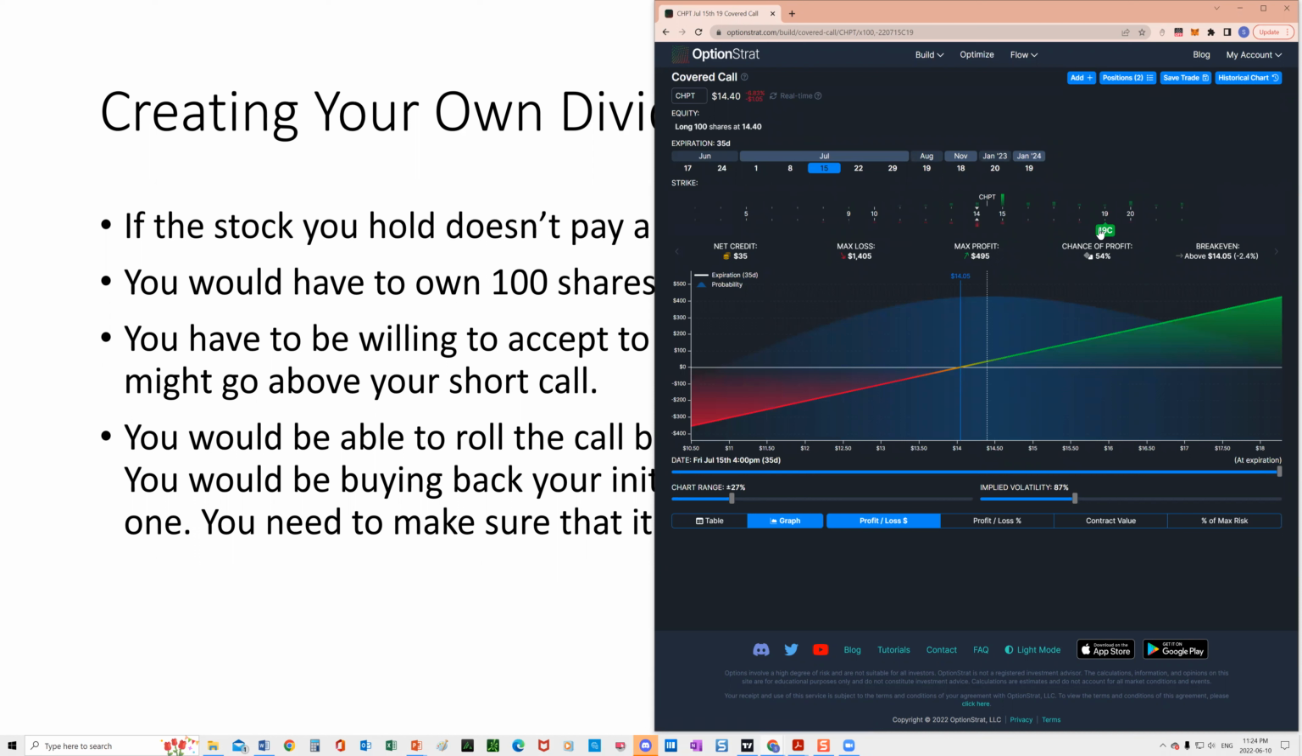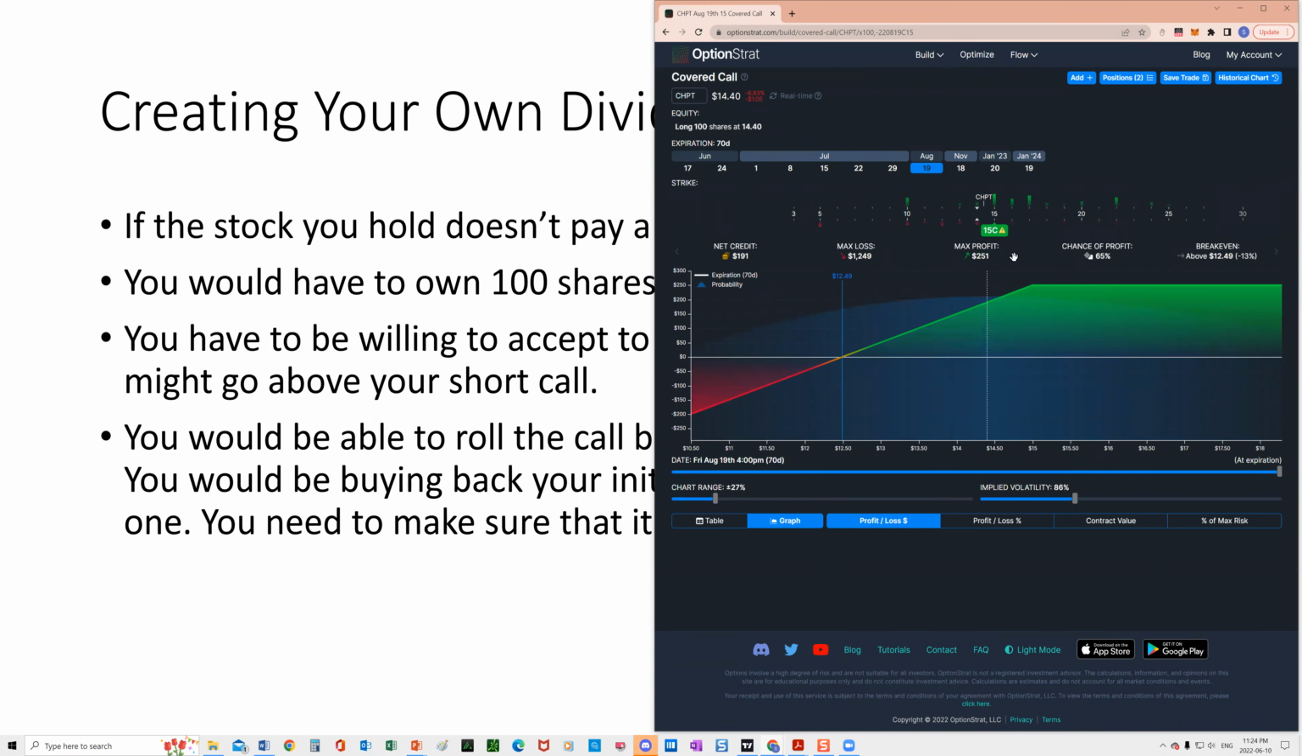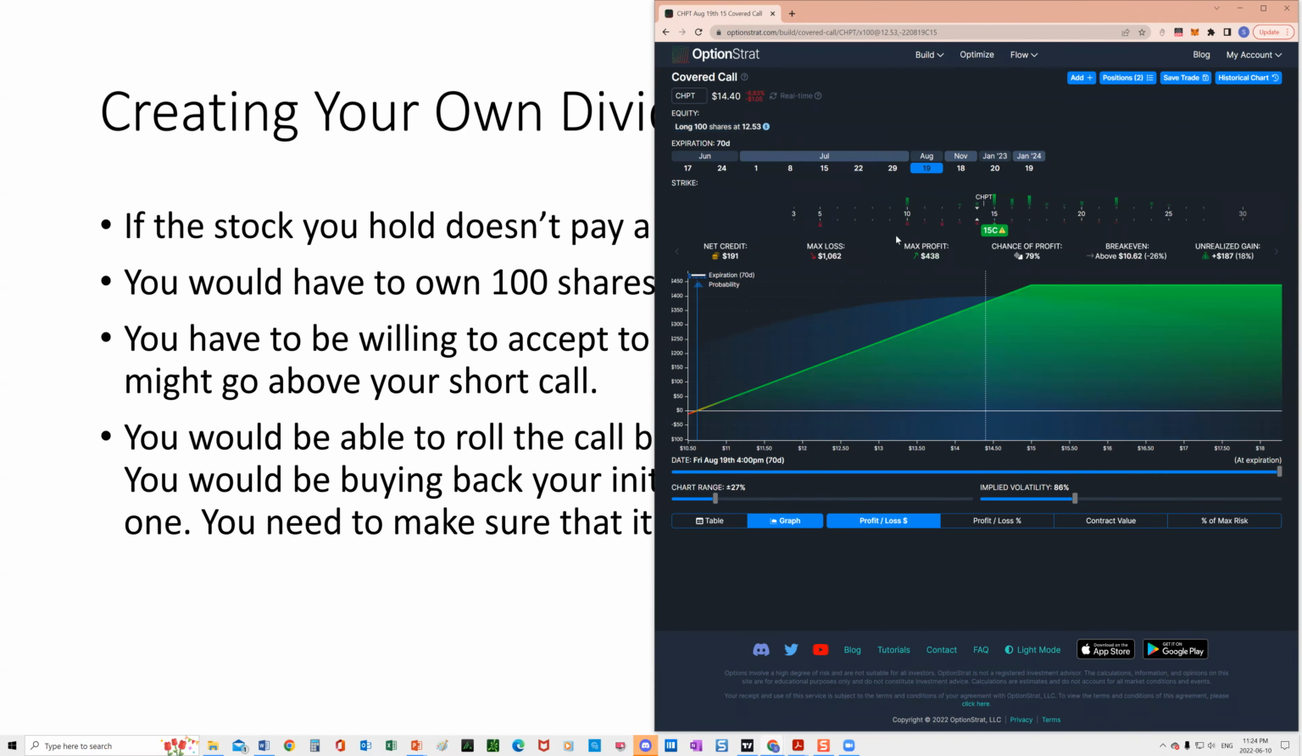So the same idea. So let's say we now bought ChargePoint at whatever, $14. Our cost was $12.63. We can turn around and say, okay, let's change the expiry to say August. We've moved forward in time. And let's say we want to turn around and we want to sell a call against that. Well, if you own the shares at $12.53, you can basically sell the 15 call and your max profit would be $438 per 100 shares that you have, right?